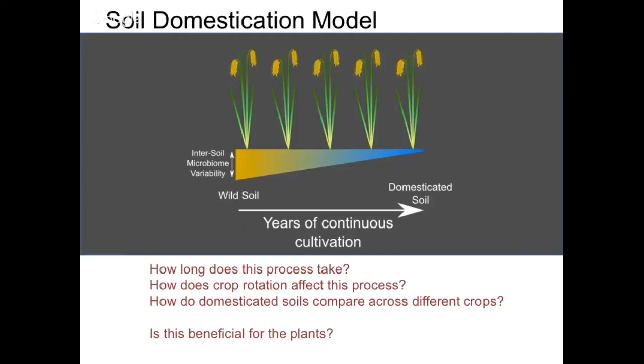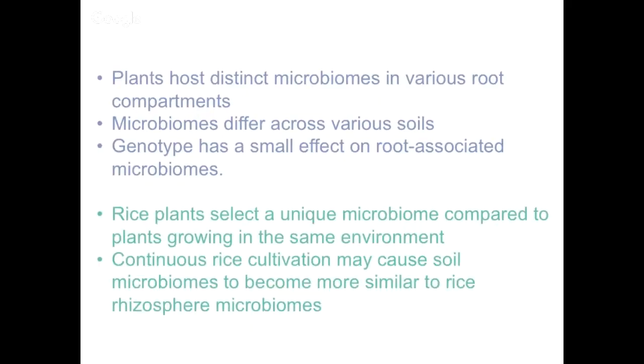So there's these other questions we're trying to address going forward. How long does this take? If you start putting other crops on this rotation, does that affect this process? And does this happen with all crops, or is it just rice? And of course, functionality. Is this process even important to the rice plant's health?